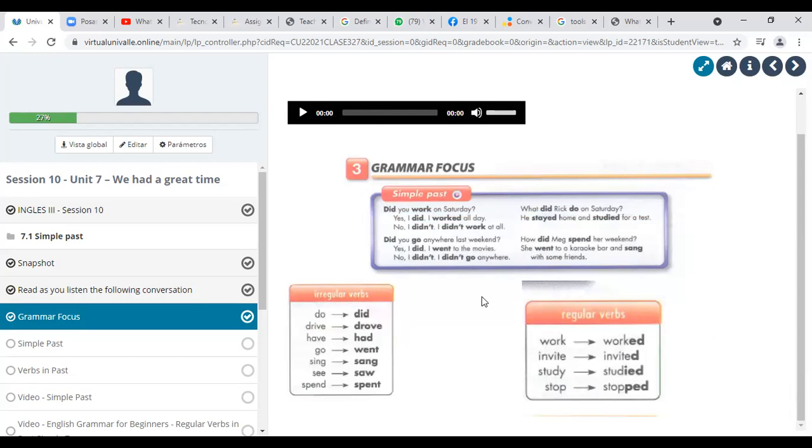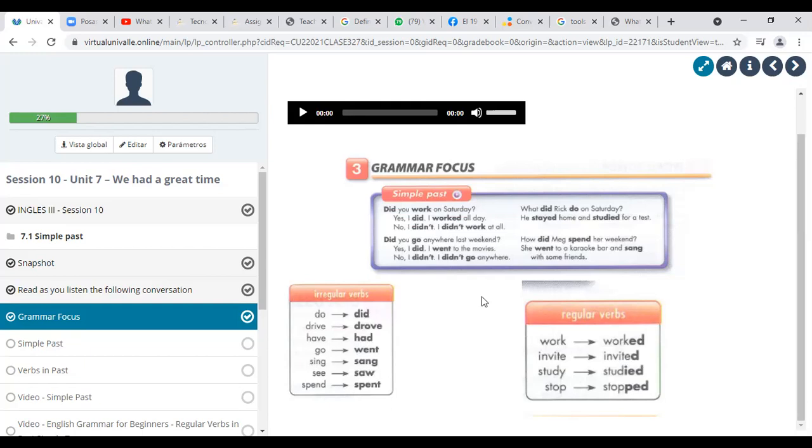And here we have some examples when it comes to interrogative. Did you work on Saturday? Yes, I did. I worked all day. No, I didn't. I didn't work at all. Did you go anywhere last weekend? Yes, I did. I went to the movies. No, I didn't. I didn't go anywhere.